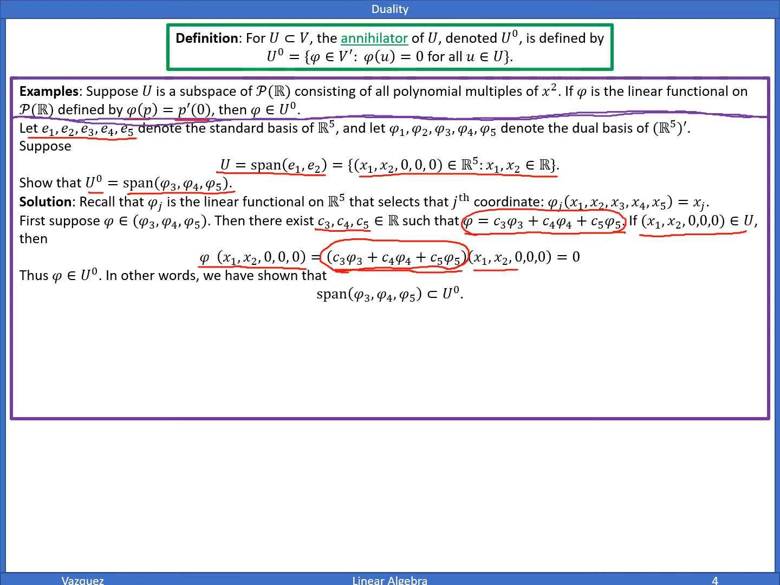And then x1, x2, 0, 0, 0. What do we get for those? Well, we just get 0. So what does that show? That shows that phi is in the annihilator of U. In other words, the span of phi3 to phi5 is a subset of the annihilator of U.